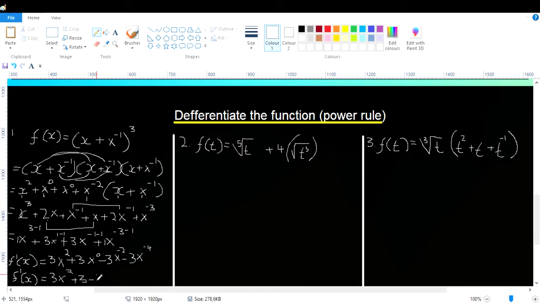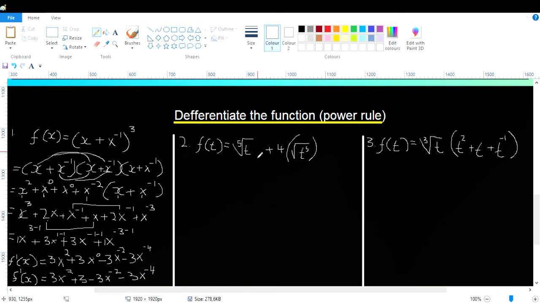Minus 3 to the power minus 2, minus 3, minus 3x to the power minus 4. Then this one is the final answer.